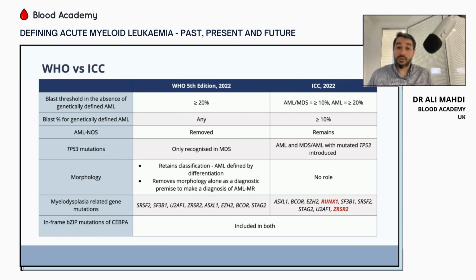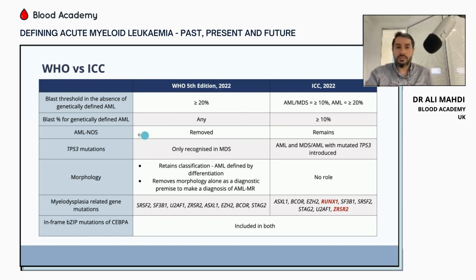They also removed morphology as a diagnostic premise to make a diagnosis of AML with myelodysplasia-related changes. Whilst the ICC, if you look in detail, there's still no significant role for morphology with regards to classification. So that can be a problem if you have a limited range of diagnostic tools with regards to genetics and flow cytometry for using the ICC.